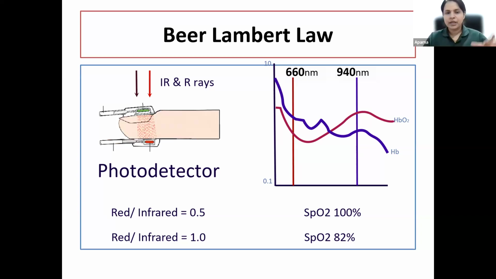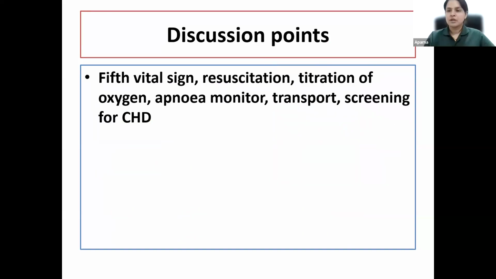For example, if at the receiving end, the proportion of red to infrared wavelength light that is received is 0.5, this corresponds to a saturation of 100%. Whereas if the ratio corresponds to 1, then it corresponds to a saturation of 82%. So this is incorporated as an algorithm into every pulse oximeter. Now, pulse oximeter is important in clinical application for monitoring the saturation, which is considered as a fifth vital sign in a newborn baby, in addition to temperature, heart rate, respiratory rate, blood pressure, etc.